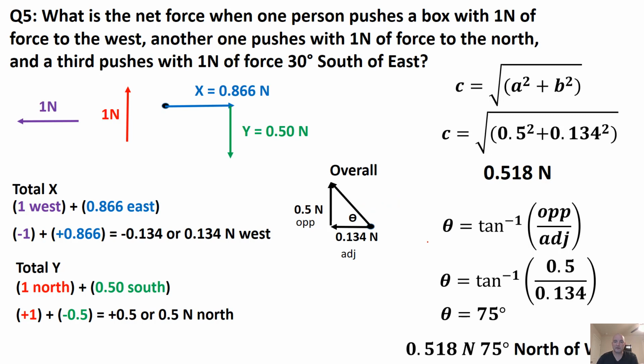And now we're ready to come up with a final answer, and this would be 0.518 newtons, 75 degrees. In this case, it's going to be of west right here. Last thing you say is going to be west, so it's going to be north of the west. So that's your complete final answer. If I didn't say magnitude and I gave you a problem like this, it takes a little bit of time, but that's what I would expect.